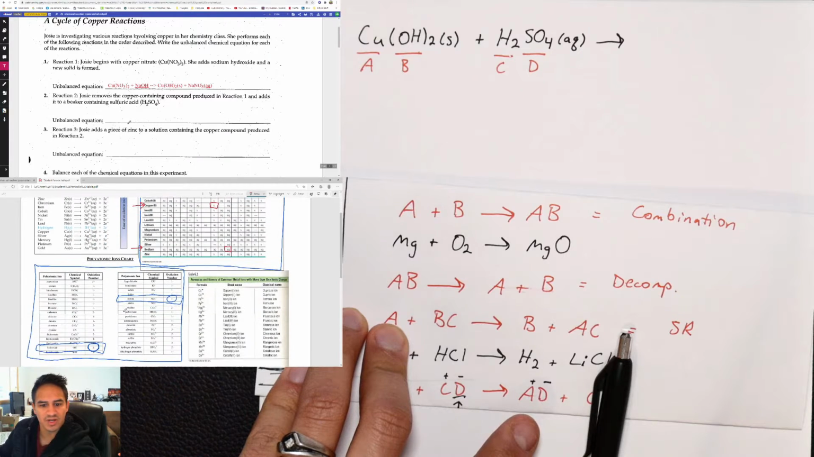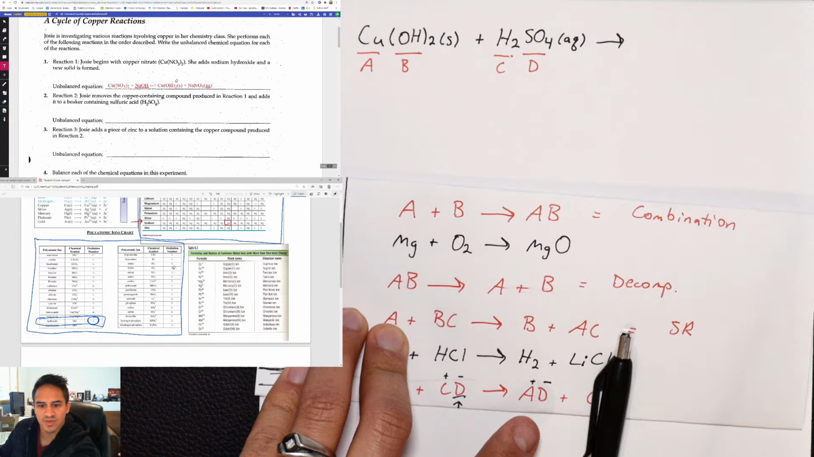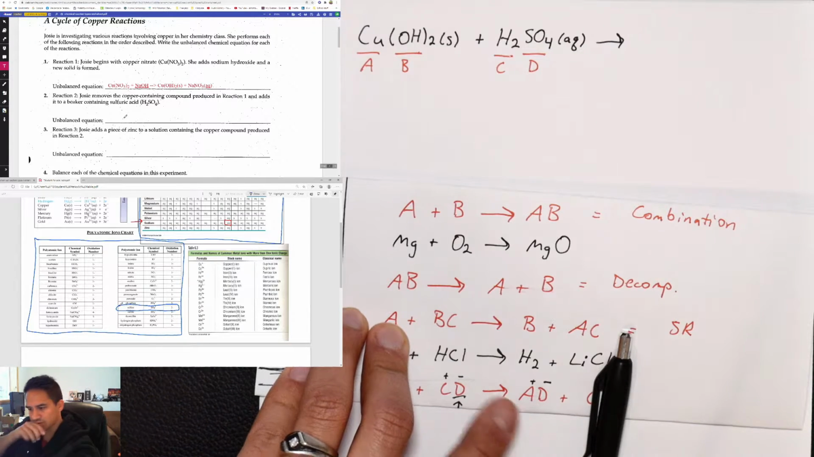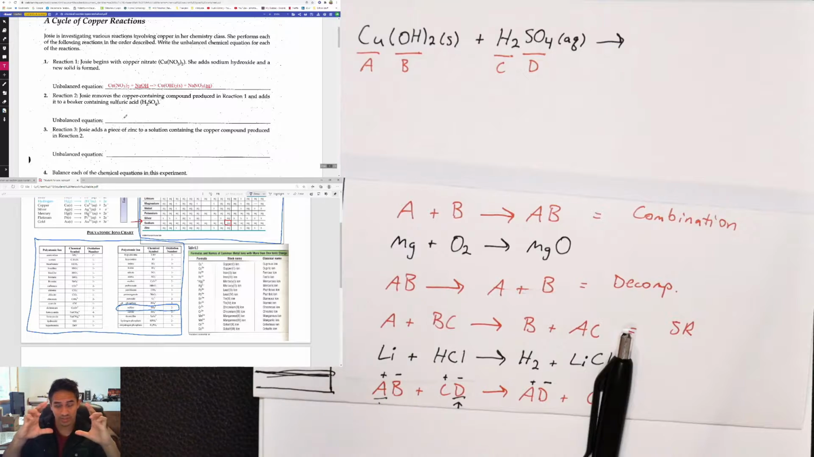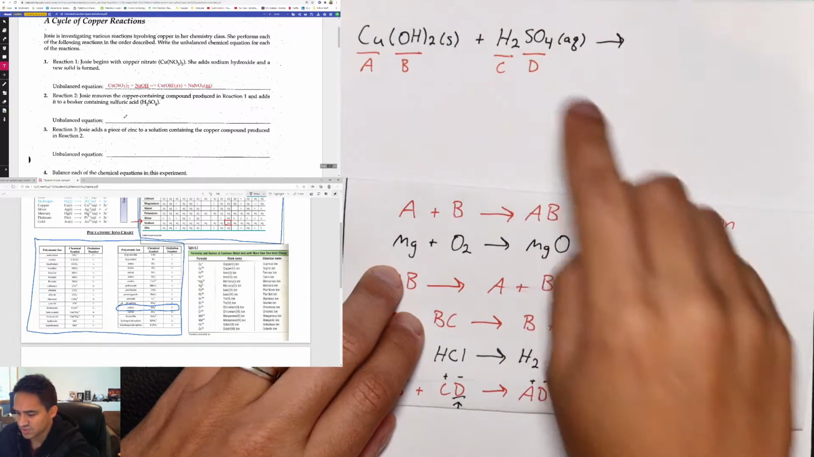If we look on the back of our periodic table at our list of polyatomic ions, we'll find sulfate right down here. That is a polyatomic ion, so we can treat it as one object. That's why we can label it as D.